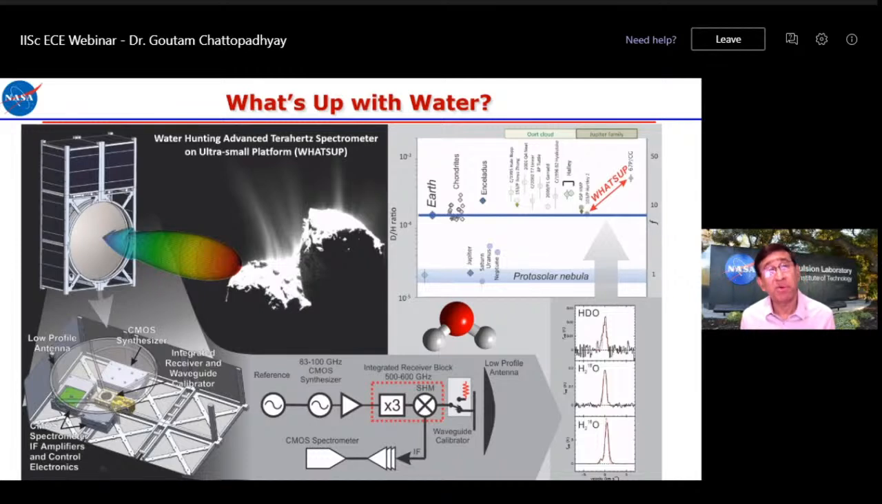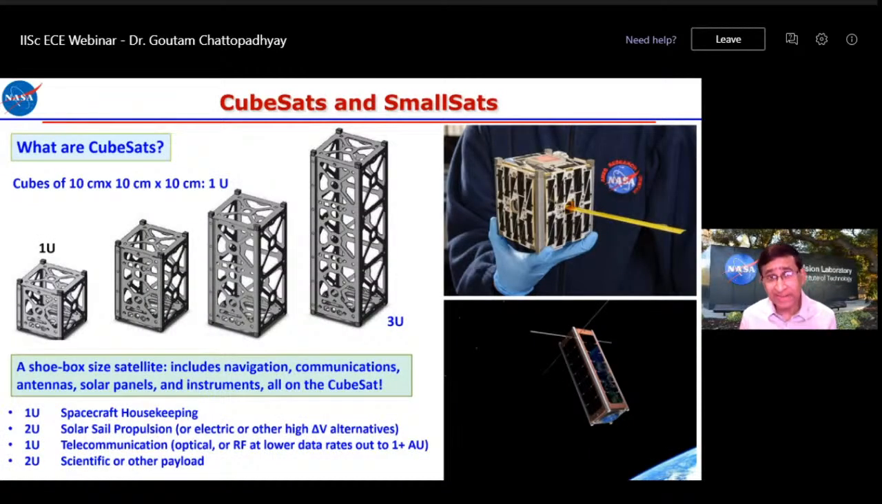How much power am I talking about? 10 watts, which is less than a light bulb. But your entire instrument needs to work on that kind of power. So that's what I'll talk about, what kind of innovations we need to come up with this kind of instrument. As I said, we are doing CubeSats and small sats.